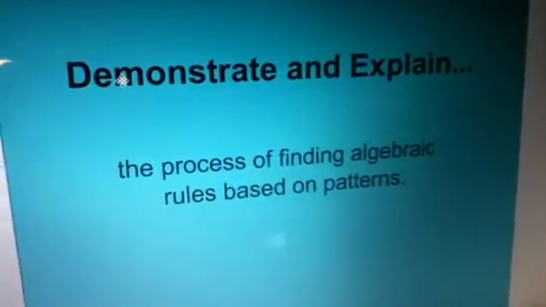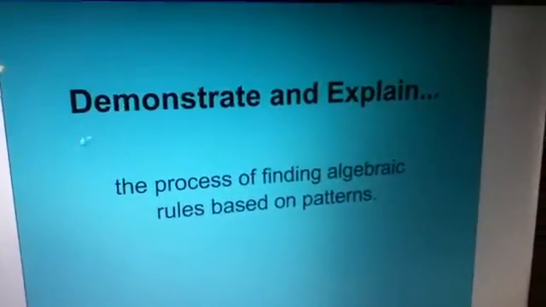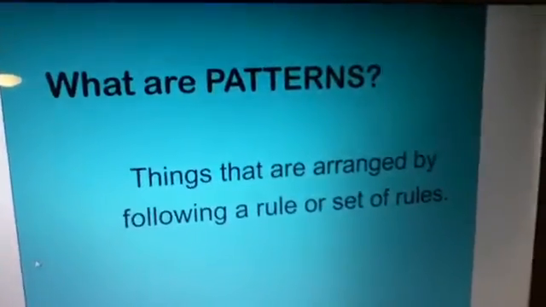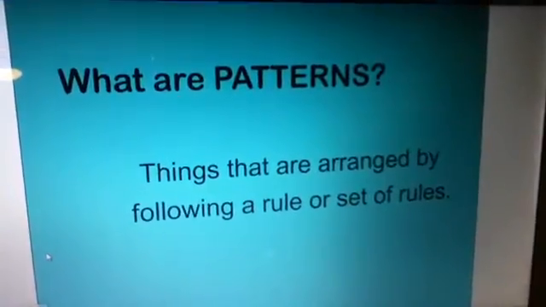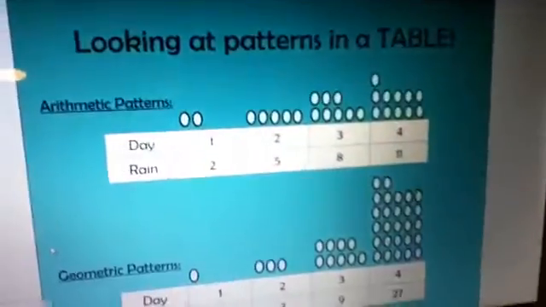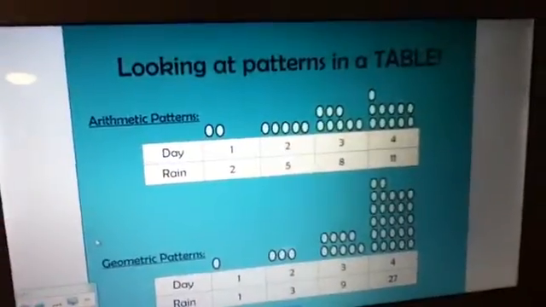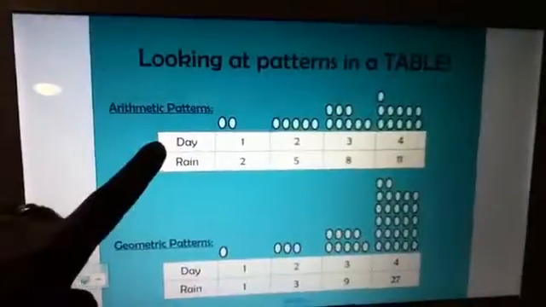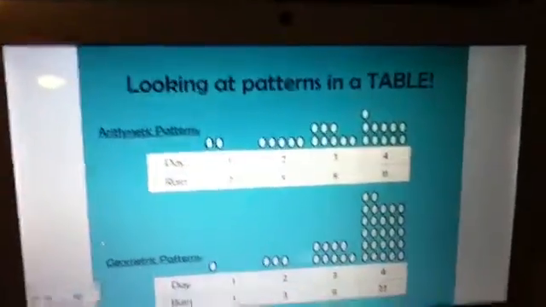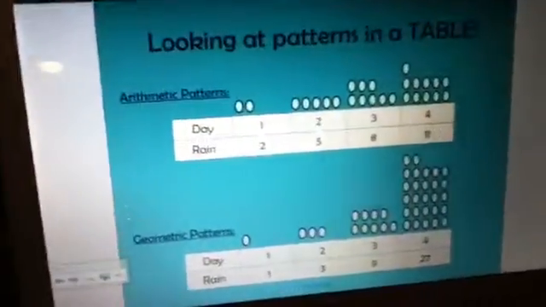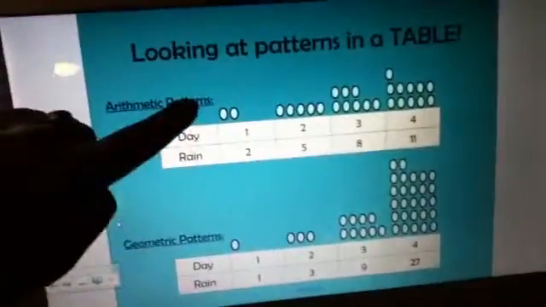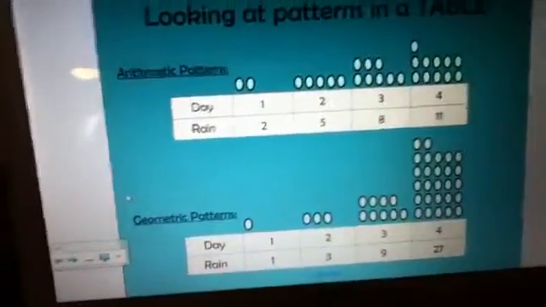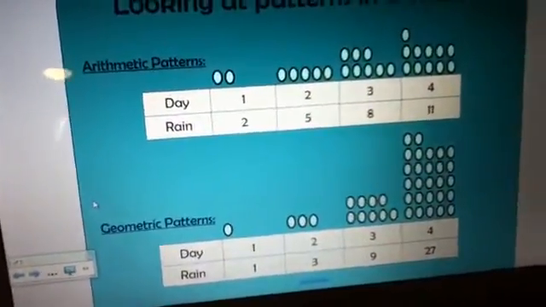Today I'm going to demonstrate and explain the process of finding algebraic rules based on patterns. What are patterns? Patterns are things that are arranged by following a rule or a set of rules. So looking at patterns in a table, here we can see that we have a set of information set up in a table format. We also see that we have visual diagrams that go along with our set of data to help us understand the patterns found here even better.